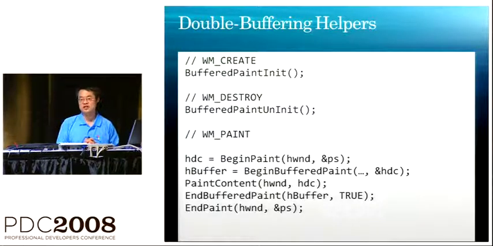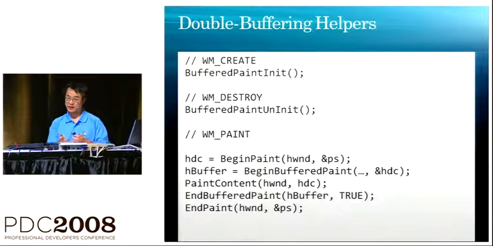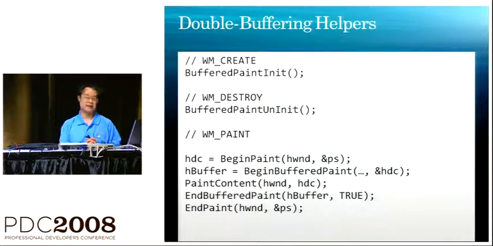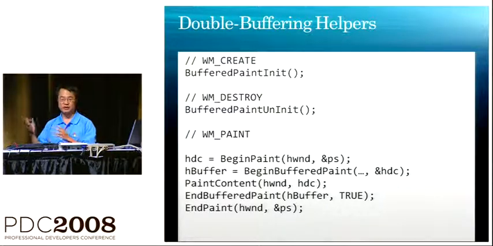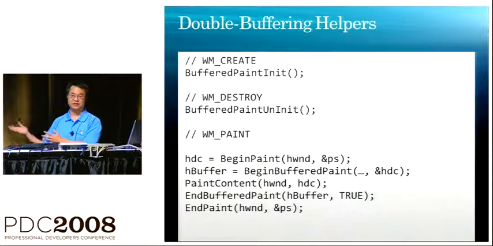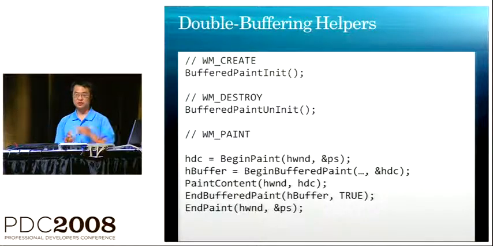The initialization of the double buffering helper library is maintained on a per thread basis, and it is reference counted. So the easiest way to make sure that your window that uses double buffering will have access to the double buffer cache is to stick a call to BufferedPaintInit in your WM_CREATE and a call to BufferedPaintUnInit in your WM_DESTROY. Since it's all reference counted, as long as there is a window on the thread that cares, the engine will keep the cache alive on the thread.